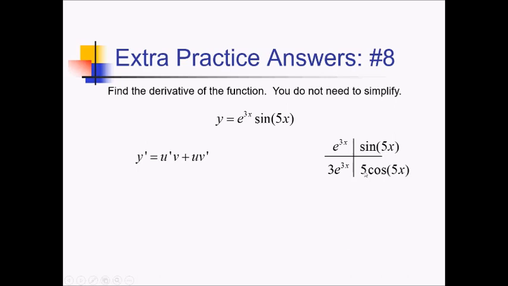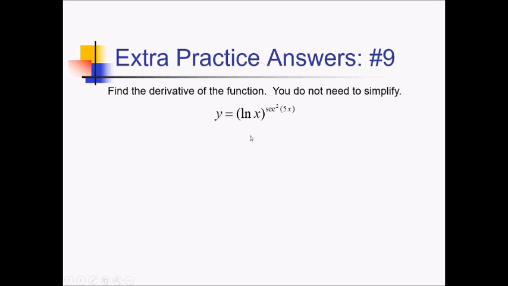Using the ribbon to multiply it back together, we have 3e to the 3x sine of 5x for the u prime v part of this. And then we're going to be adding e to the 3x times 5 cosine of 5x for the uv prime part. And that's it.